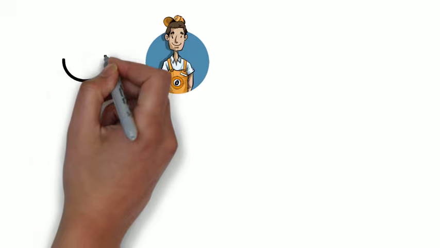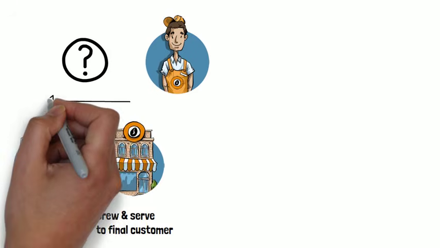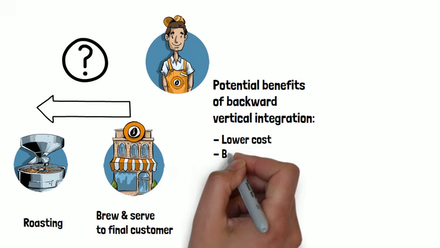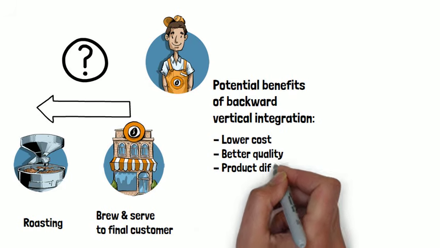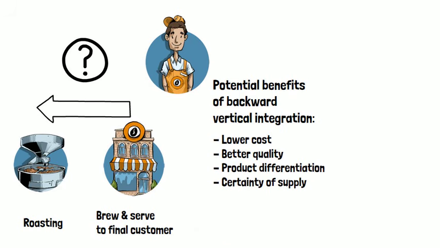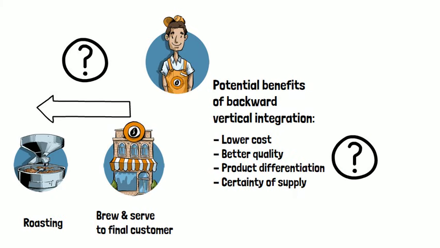When deciding on vertical integration, there are several factors to consider. First, backward vertical integration can bring important benefits, such as a lower cost, better quality, the ability to differentiate the company from its competitors, and certainty of supply. However, these benefits do not occur automatically and require that the company can make cheaper or better inputs than those it is already buying from its suppliers.